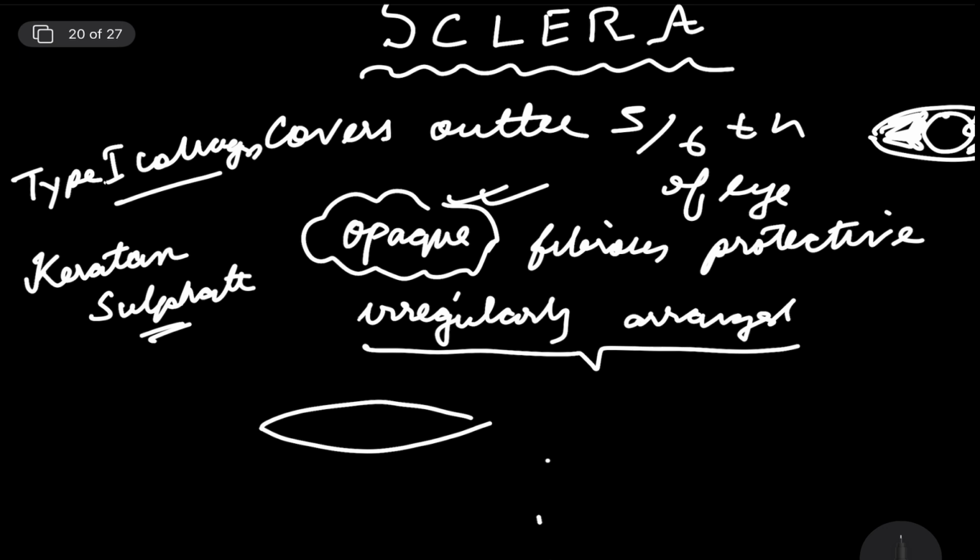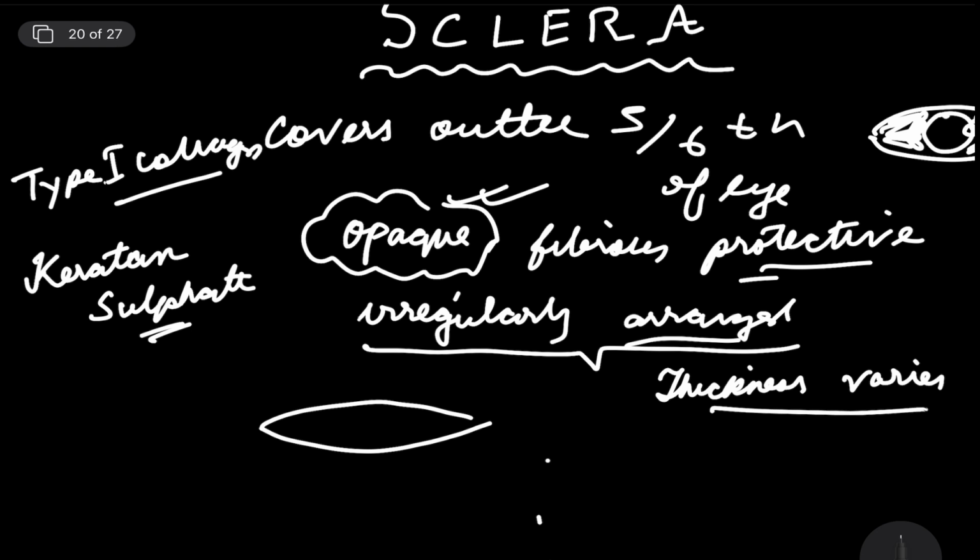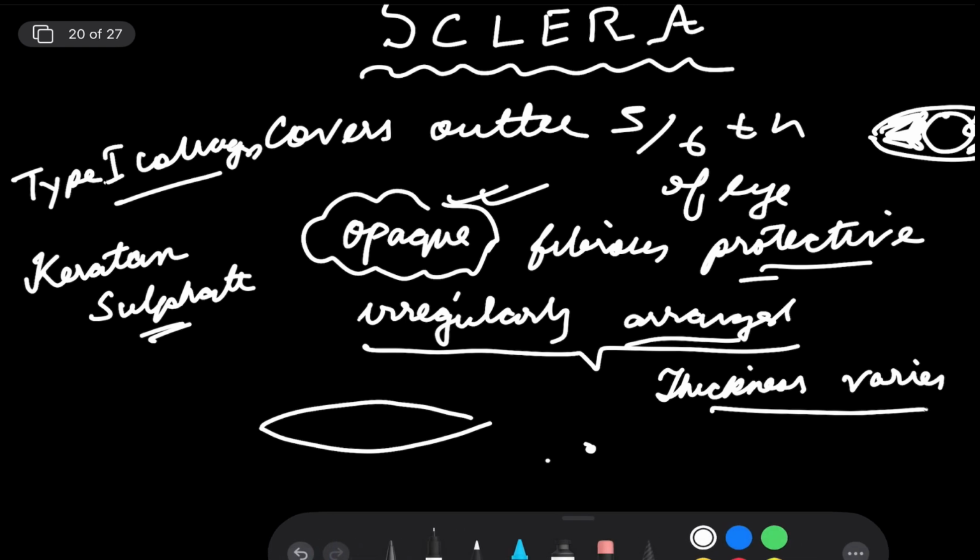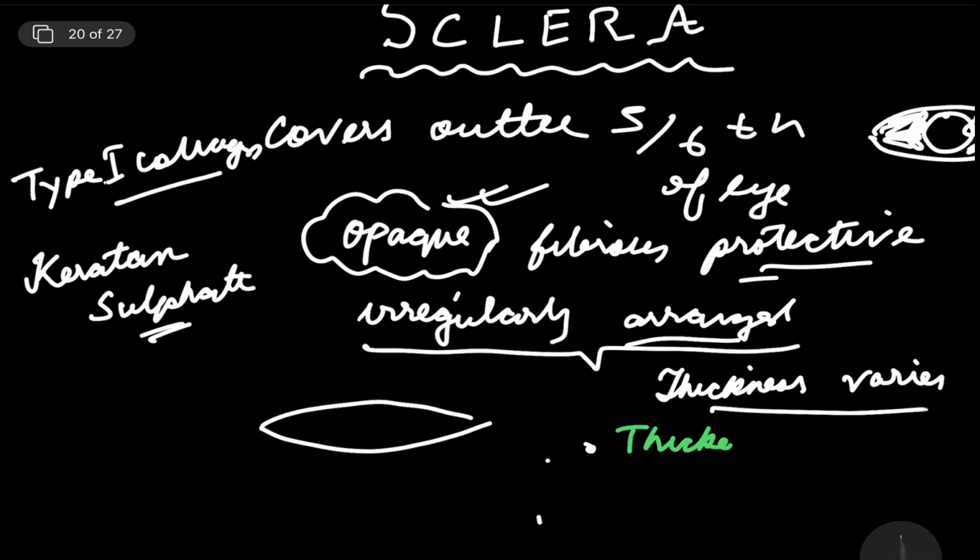We said that it is opaque, and that is basically it. Now, it is opaque and it is fibrous and protective. So basically it has a thickness. It is irregularly arranged collagen fibers, which means that the thickness within the sclera will also vary. At some point the sclera will be the thickest. At some point it will be the thinnest. Let's jot down where those points are. So the point where sclera is the thickest is around the optic nerve.